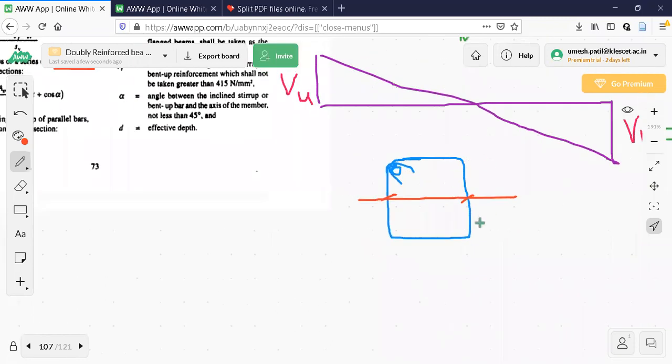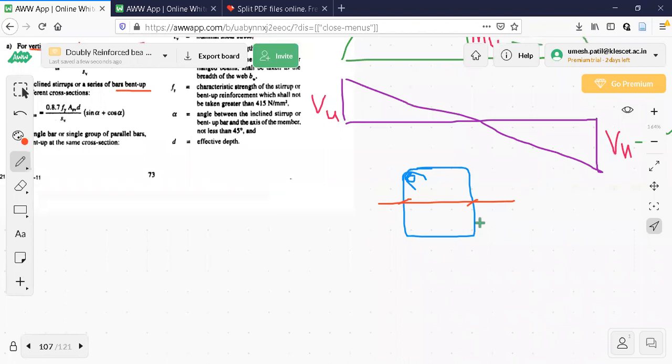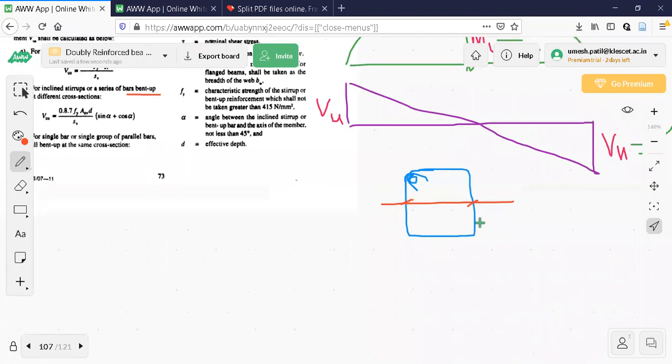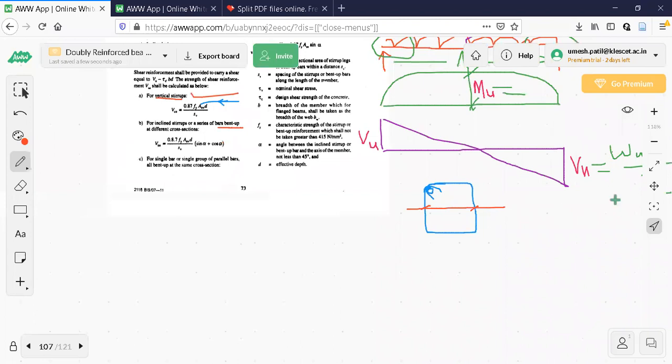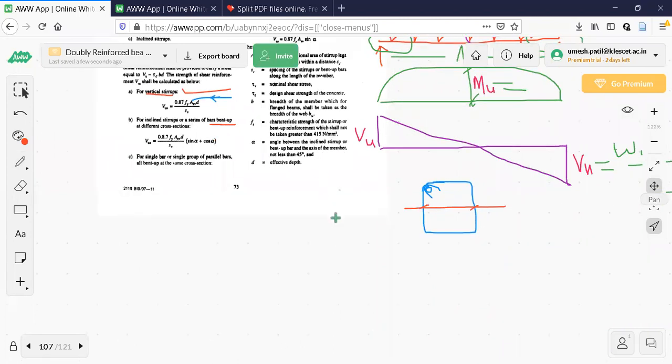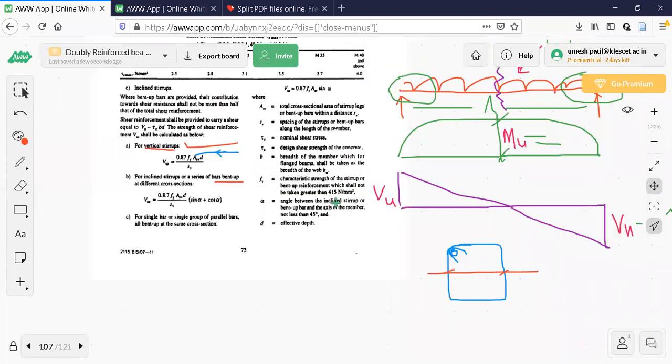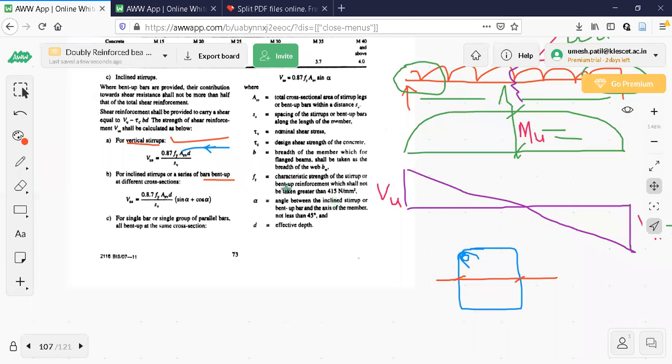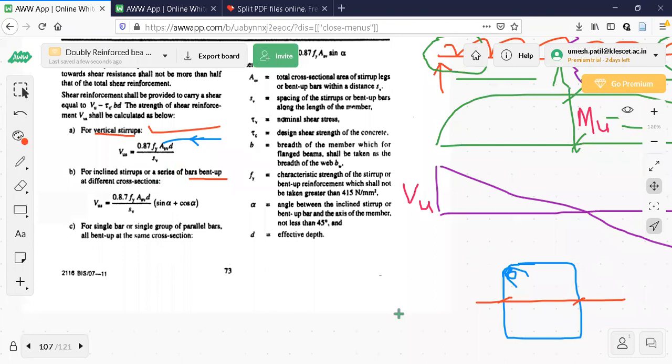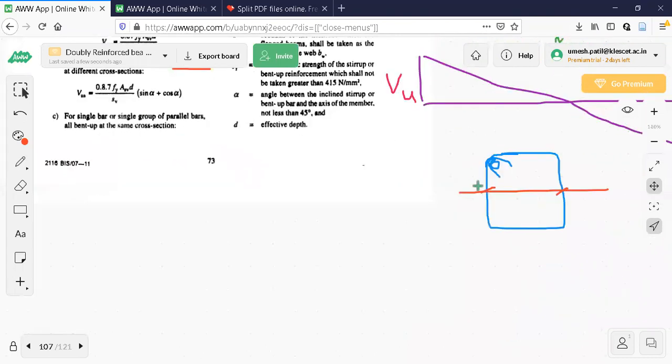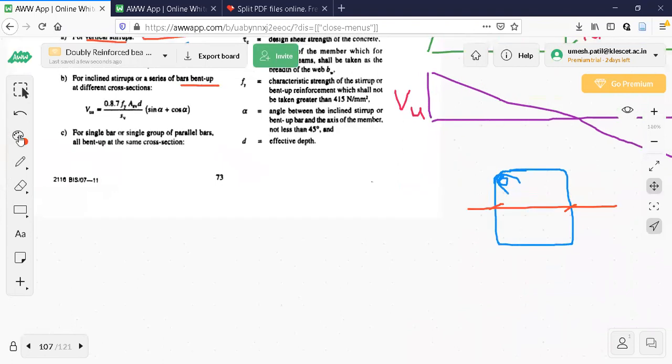If it is two-legged, 2 into; if it is three-legged, 3 into; if it is four-legged, 4 into. So here in beams, only two-legged stirrups are used. Let us not worry about three-legged and four-legged in this class. It means ASV is for two-legged: one leg is here, one more leg is here. This is one leg.